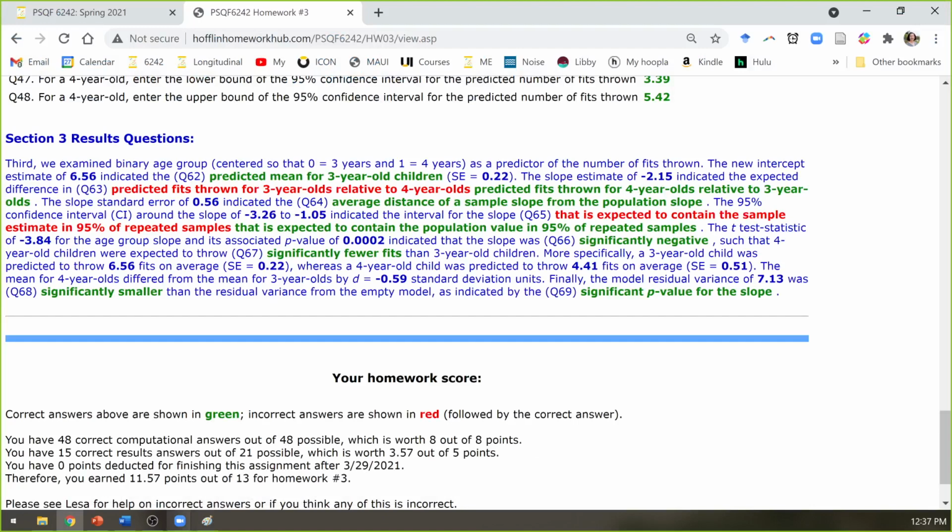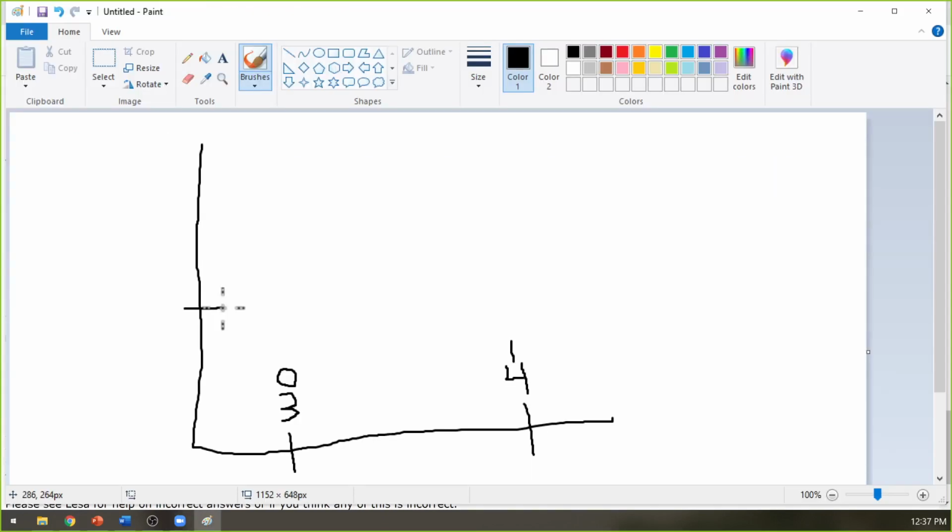6.56. So we'll put that, let's say, no, make it up higher, a little higher. We'll say that 6 is right here. So the 3-year-olds throw 6 fits on average. The 4-year-olds throw, using round numbers, 2 fewer, so let's make that 4. So the mean for the 4-year-olds is here. The slope is negative. So as you go from the 0 group to the 1 group, the predicted outcome goes from 6 down to 4. So the difference between the groups is the slope of 2.